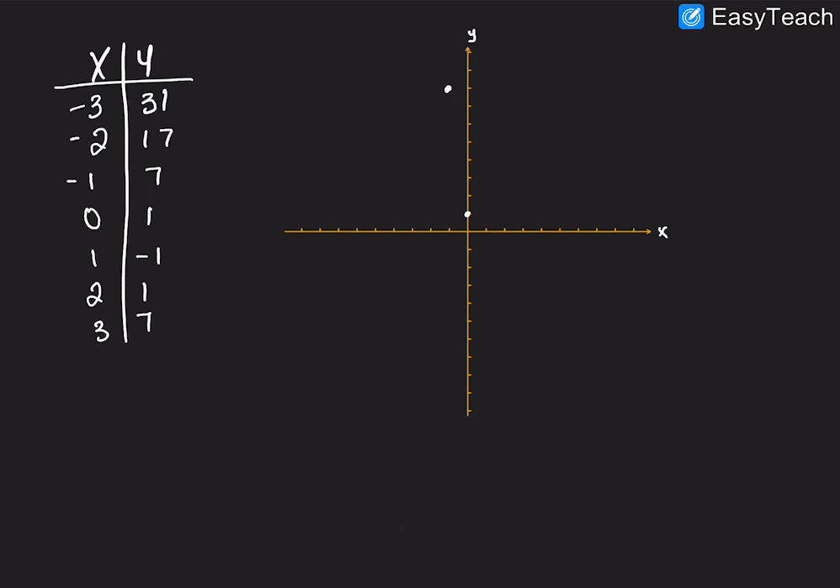Then we have a 1 and a -1, so we have 1, -1, a point right there. Then we have 2 and 1, a point right there. And we have 3 and 7, which would be a point right about here. Okay, now we can connect.